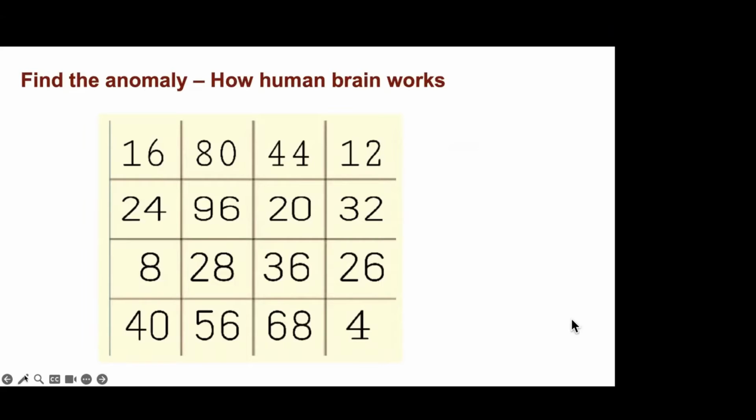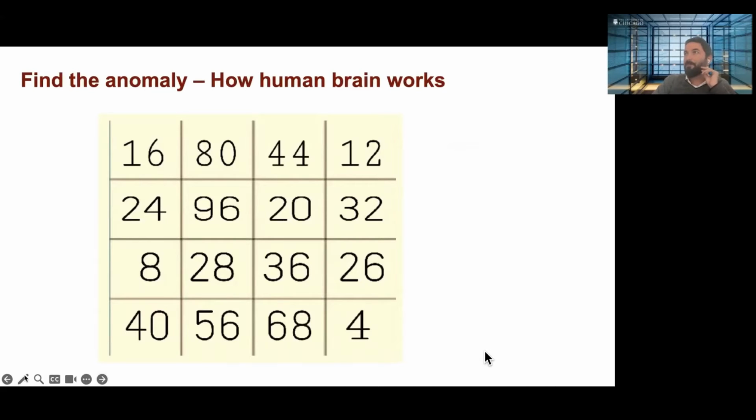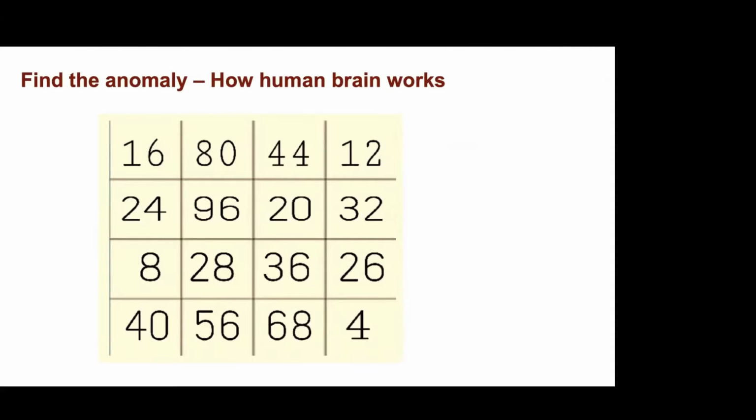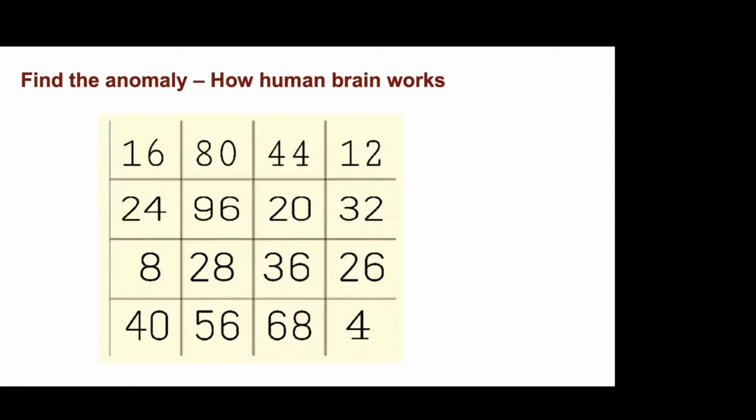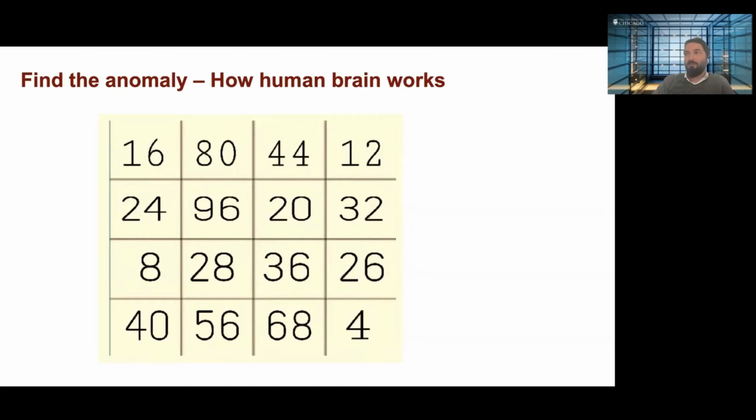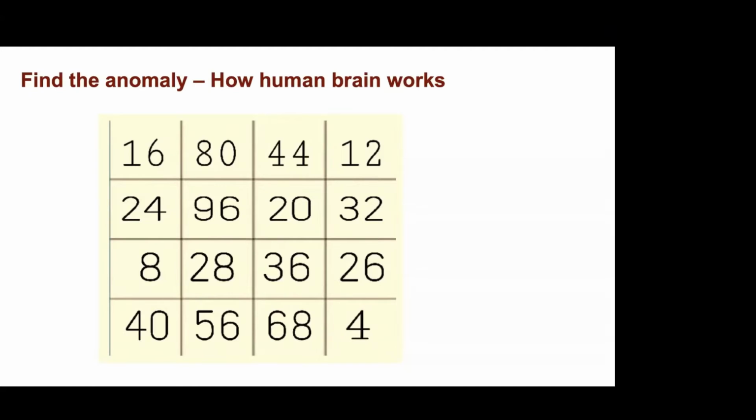Twenty-six. Tanmay, why do you think it's 26? Because all numbers are divisible by 4 except 26. Okay, why not 96? Because it's the maximum number. I think 26 is the only number which is not divisible by 4. But I didn't tell you which one is not divisible by 4. I just asked you to find the anomaly. Yeah, 96, which can be called an outlier.